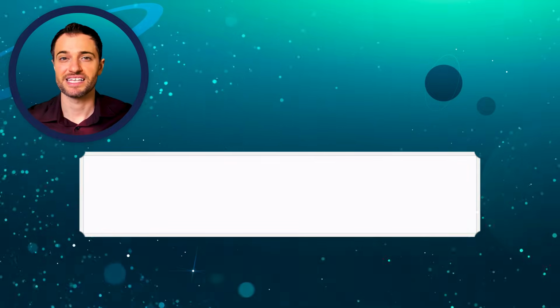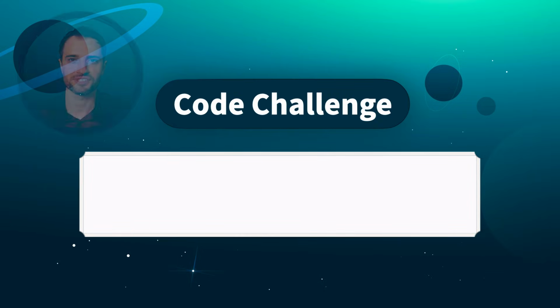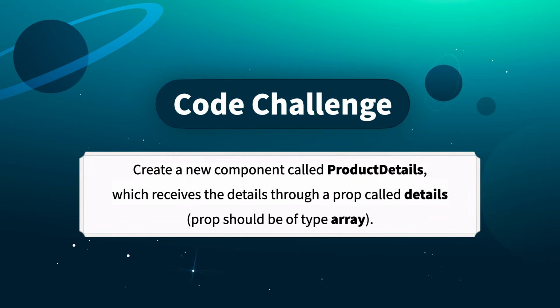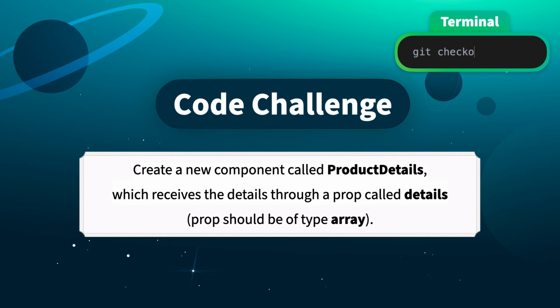And with that brings us to the end of the lesson and to our coding challenge. Create a new component called product details, which receives the details through a prop called details. You can check out the ending code at L9-end.